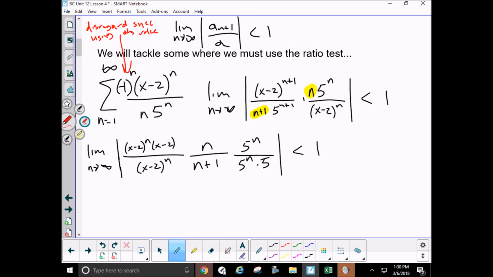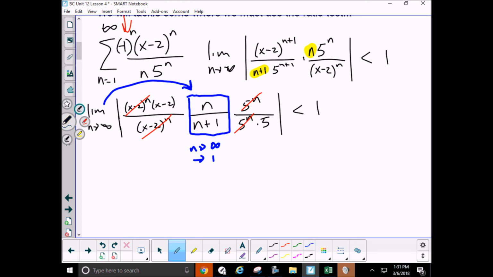Well, let's see. The x minus 2 to the n's will cancel. The 5 to the n's will cancel. But let's look at this. What cancels here? Nothing cancels. But we are finding a limit as n approaches infinity. As n approaches infinity, this approaches 1. The plus 1 won't matter. You just have n over n, which is 1. Okay, so knowing that, I have evaluated my limit.